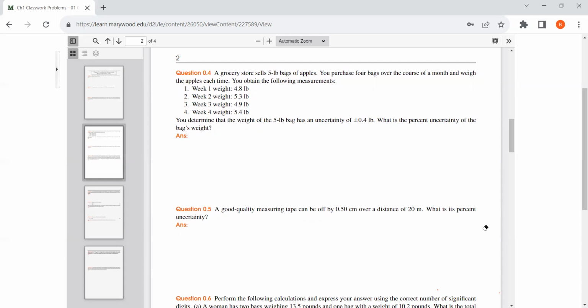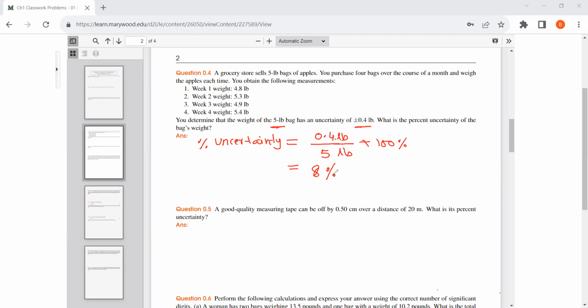So you see that this is the central value, and this is the uncertainty. We want to know the percent uncertainty. So the percent uncertainty is equal to the uncertainty divided by the central value, times 100%. So this is equal to 8%. Here we have an uncertainty of about 8%. Very simple.